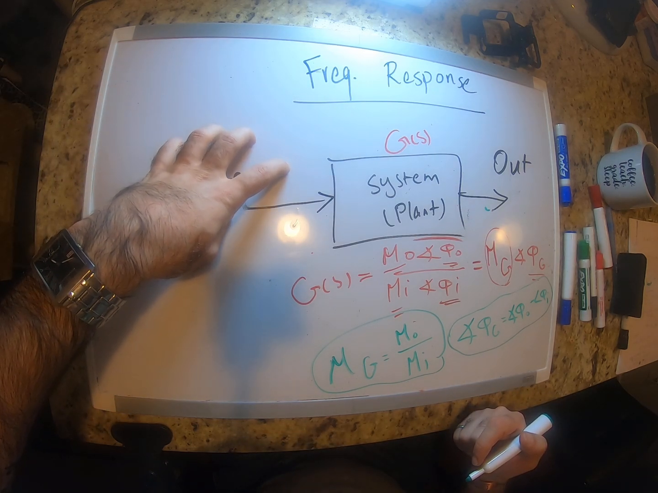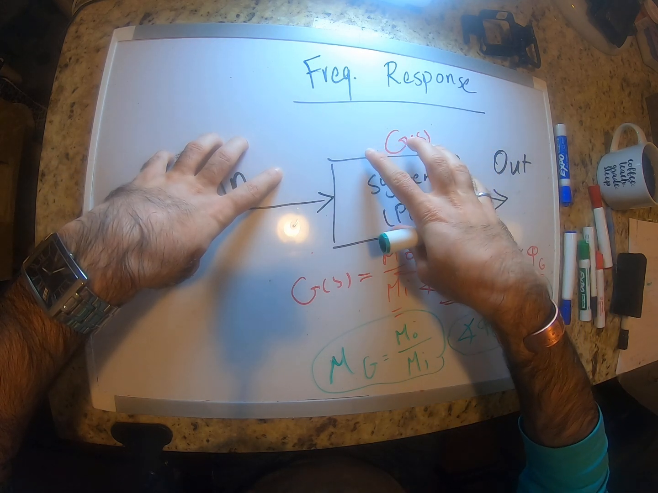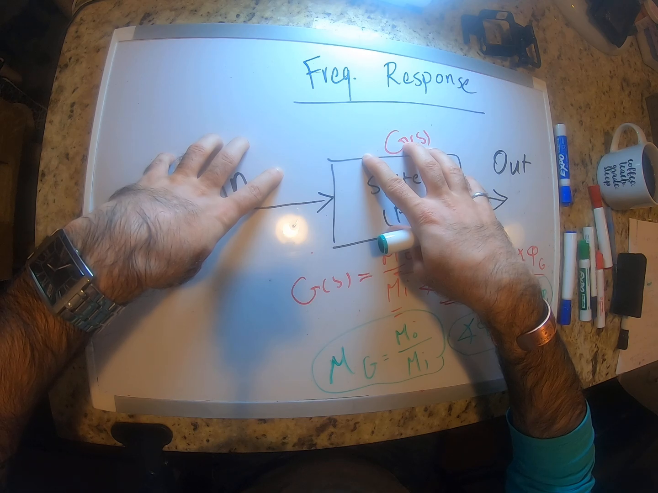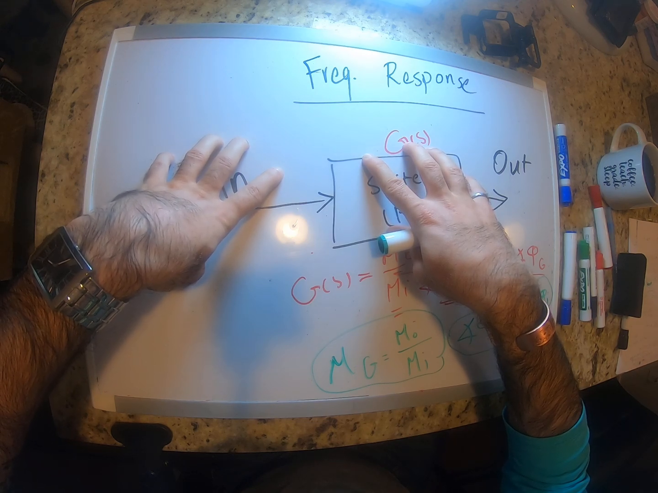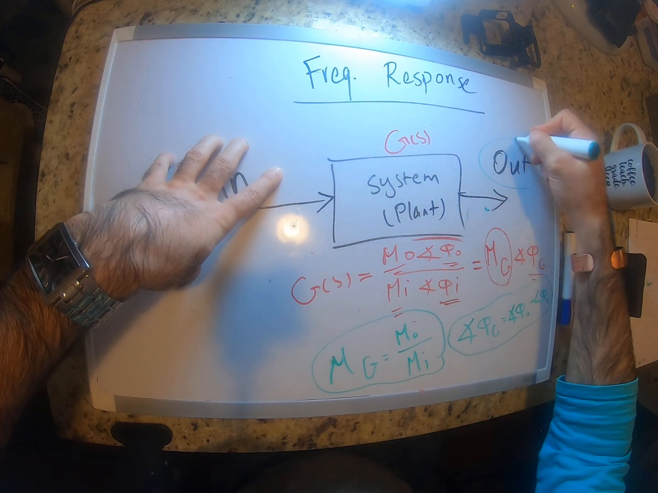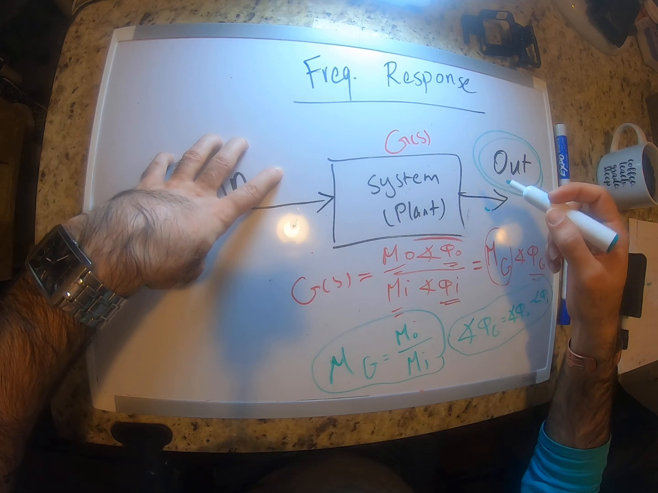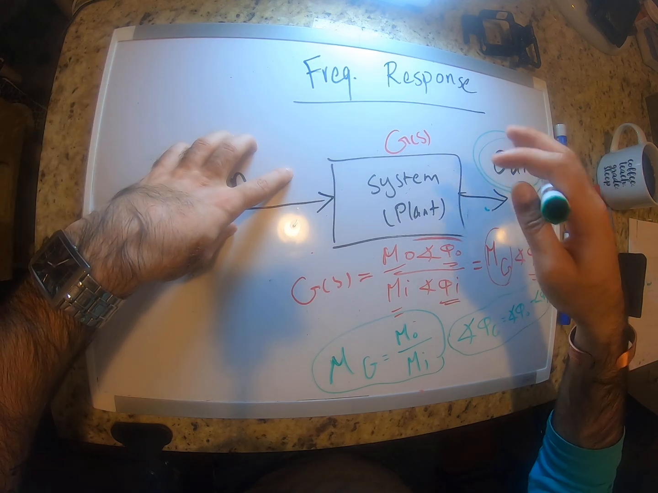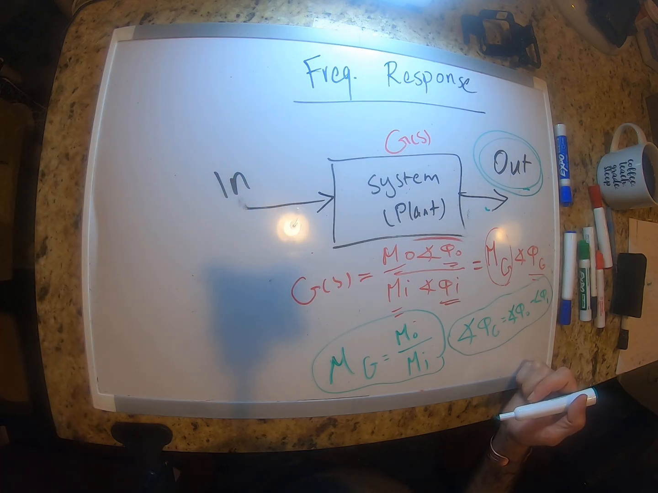We take the Laplace transform of the input, we find the Laplace transform of our system, or we model the system in the frequency domain. The frequency response of the system, which is our output, is derived by multiplying the input by the transfer function. Okay, so that's one concept I wanted to remind you about.